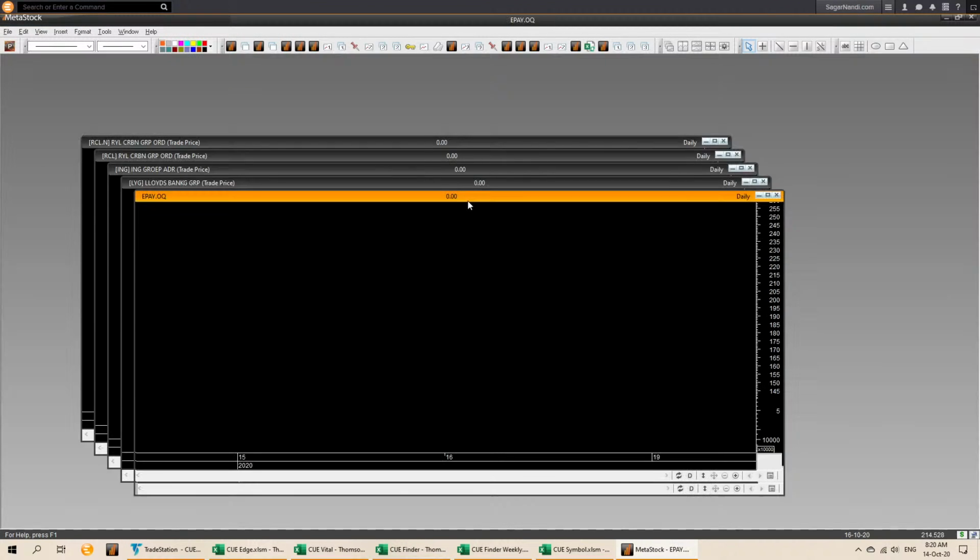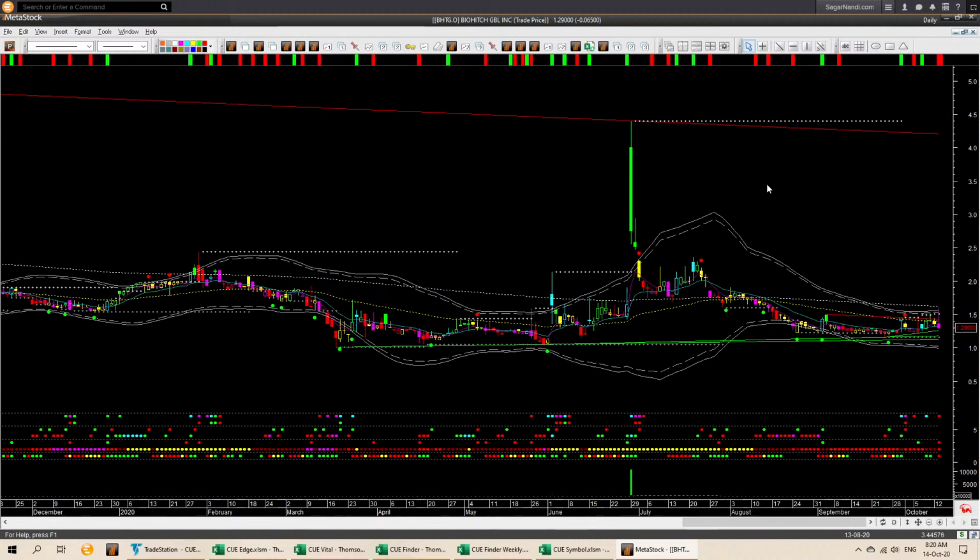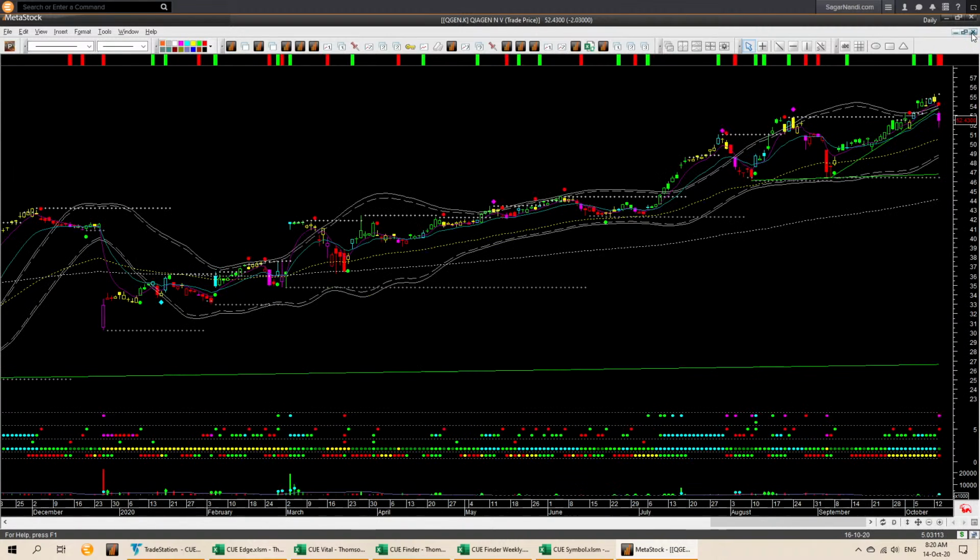I am using Q Global for Meta stock. It's easy to open with a single click. Again, I am looking for low risk shorting opportunities. This is BHTG. It is inside trendline resistance and support, moving inside a range, so I'm not going to short it. Close this.